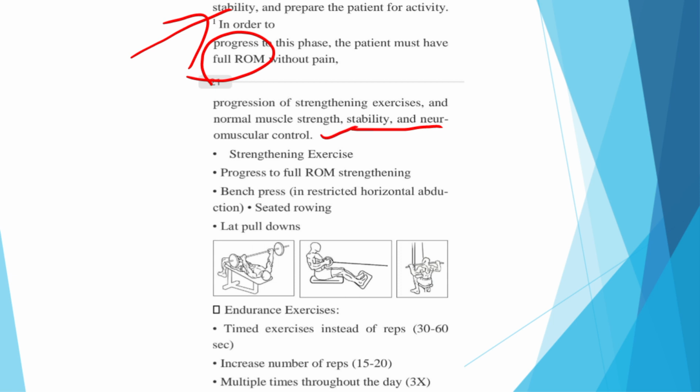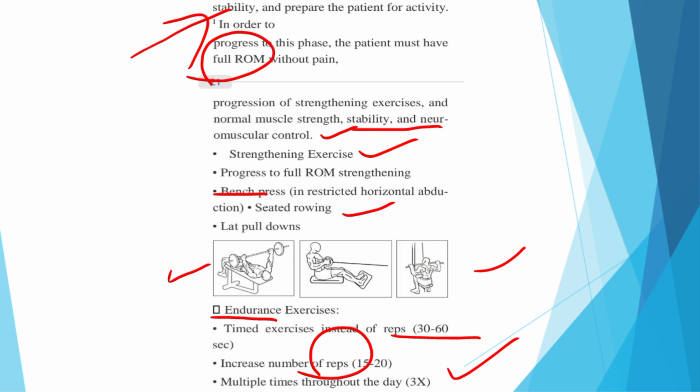In this last phase, we also go for strengthening exercises, full range of motion strengthening, bench press, seated rowing. These we can see in the picture. Lateral pull downs, endurance exercises, timed exercises instead of repetitions. Increase the number of repetitions in this phase for strengthening, and we can go for multiple sessions, 3 times a day.